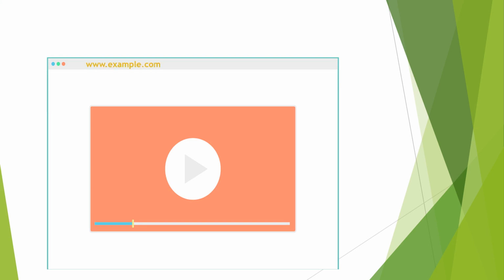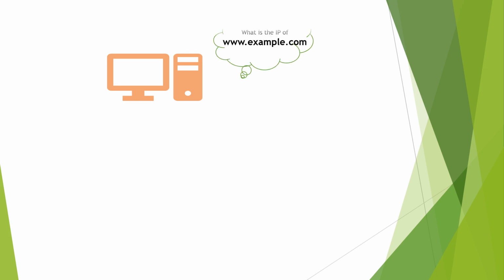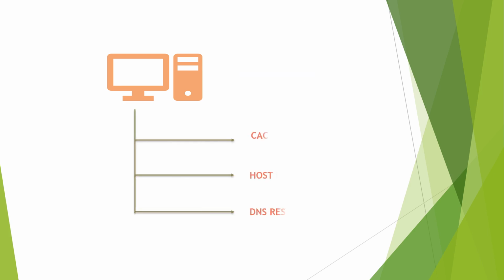Imagine you open your browser and type www.example.com. The first thing your computer does is ask a very simple question: what is the IP address of www.example.com? Now there are multiple options your computer tries in a sequence.